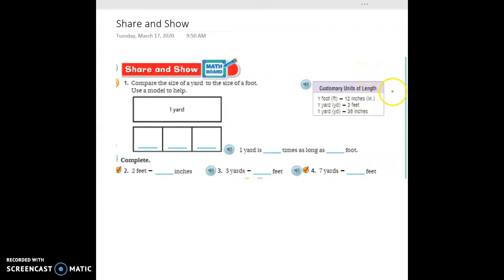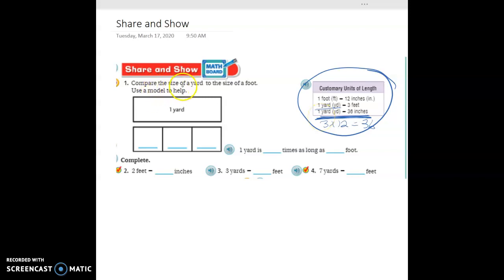So again, out of this whole lesson, what I want you to understand, this vocabulary is so important. 1 foot equals 12 inches. Okay? But for every 3 feet that you collect, you get 1 yard. Okay? So if you think about it, that means you have 3 12-inch pieces. And we know that 3 times 12 equals 36. And that's how you get 36 inches in 1 yard.